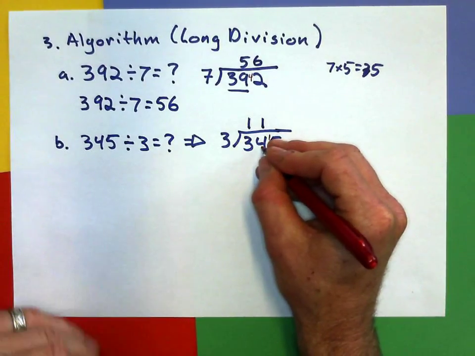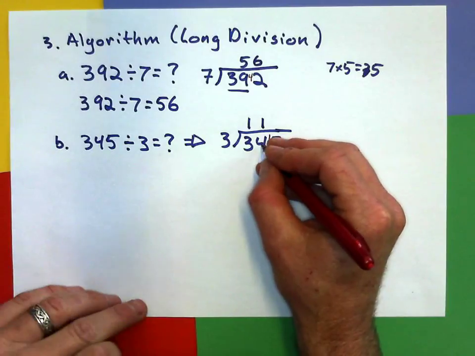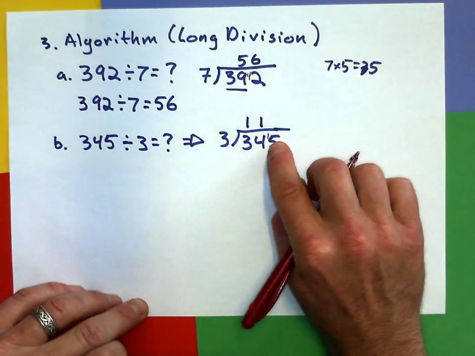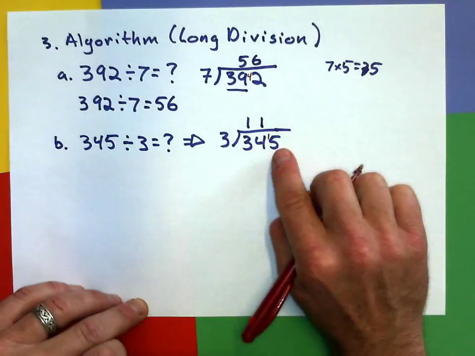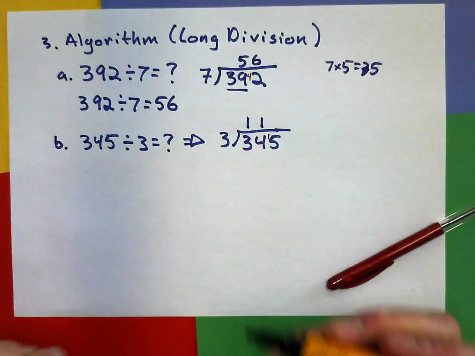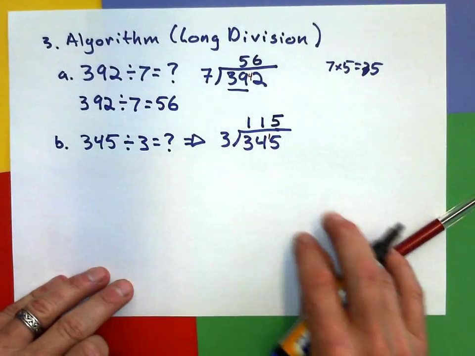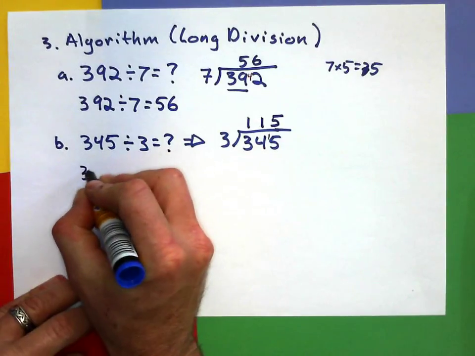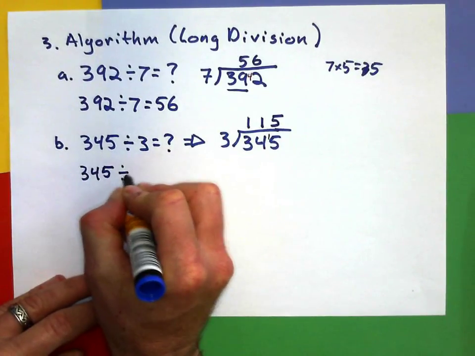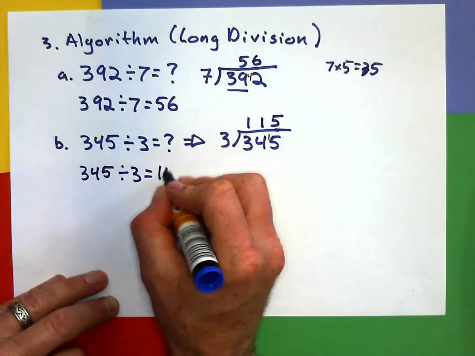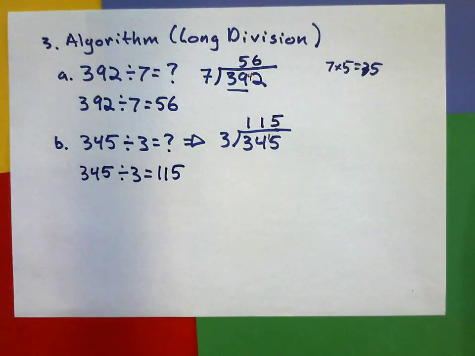Okay, 3 goes into 4 once as well, but there is 1 left over. I need 1 more to get to that 4. So I put that 1 in front of the 5, and I look at that as 15. So 3 goes into 15 5 times. So 345 divided by 3 gives me 115.